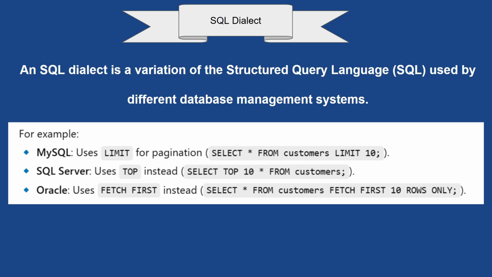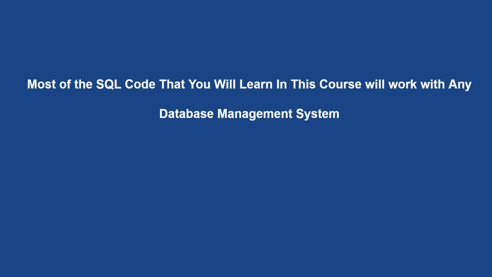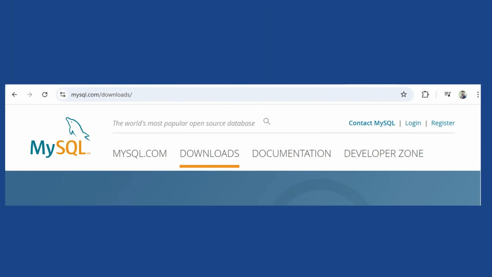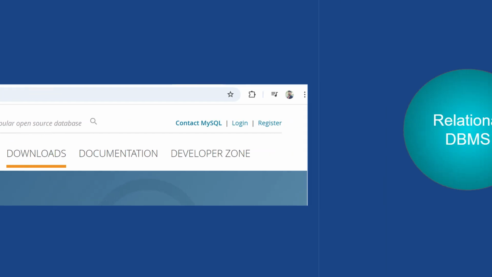So what is very common is your SQL query. There are few SQL dialects, which means based on the vendor, there are few keywords that you may need to know. For example, here Oracle is using fetch first 10 rows only. Most of the SQL code that you learn in this course will work with any database management system. There will be few dialects, that's fine, but the overall knowledge is going to help you. Now in this course, we are going to focus on this software called MySQL.